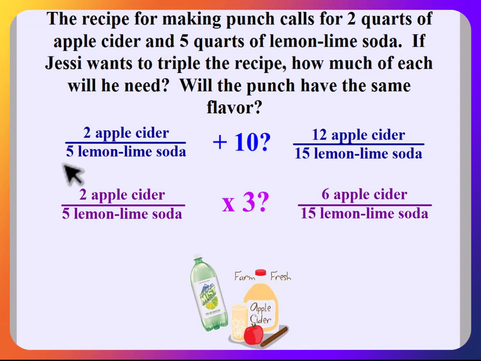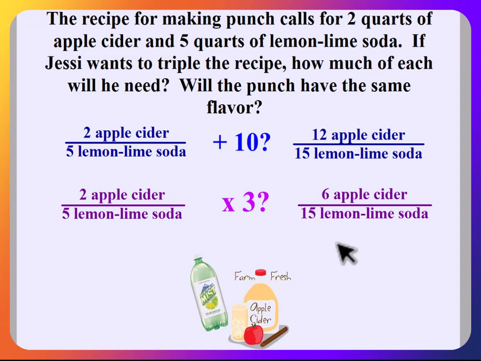So what do you think? If he triples it, could he add 10? If he adds 10 to each, well, 5 turns into 15, so that's tripling that. 2 turns into 12. So did we triple the amount of cider? Or would we need to multiply each by 3? Multiply 2 by 3 to get 6 cider, multiply the 5 to get 15 lemon lime sodas. Which one is proportionality? Which one will give you the same flavor of punch?